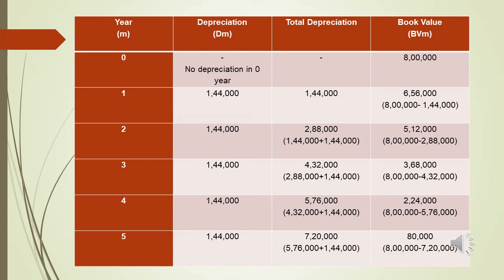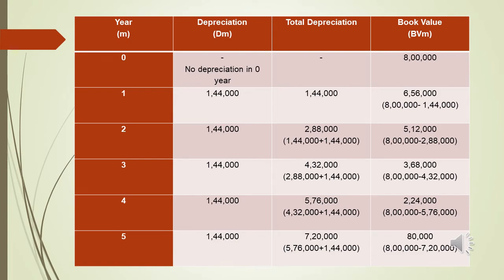So let me tell you how you calculate the total depreciation. Now total depreciation of first year is over. Next is total depreciation of second year. That is 1,44,000 plus you are going to add 1,44,000 over the years. You are going to keep adding that value. So 1,44,000 plus 1,44,000, that is 2,88,000, is the total depreciation for second year.